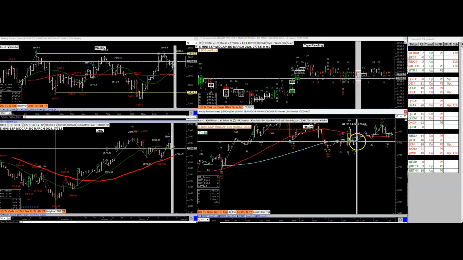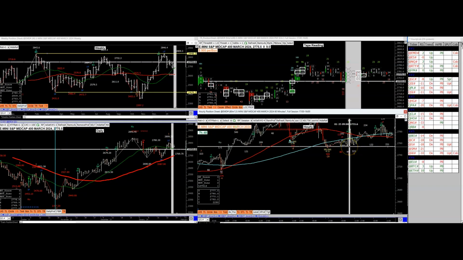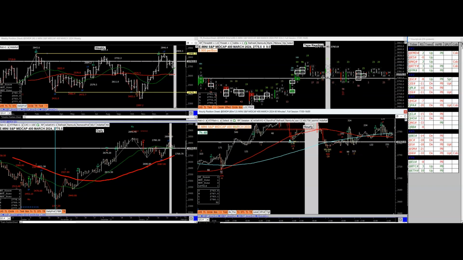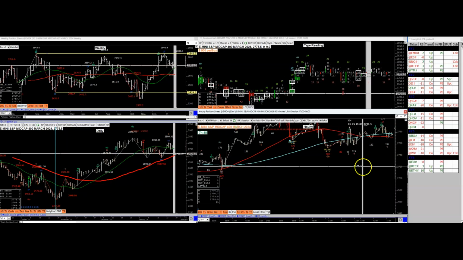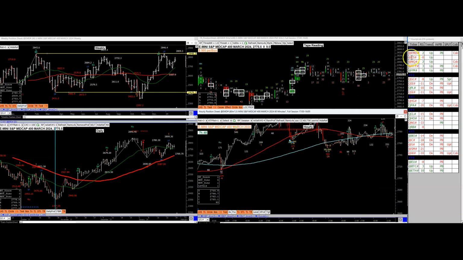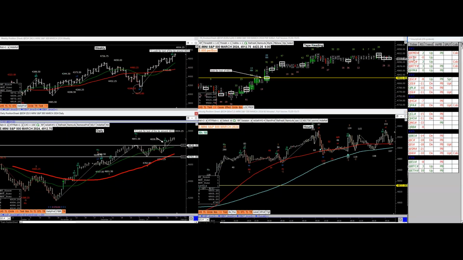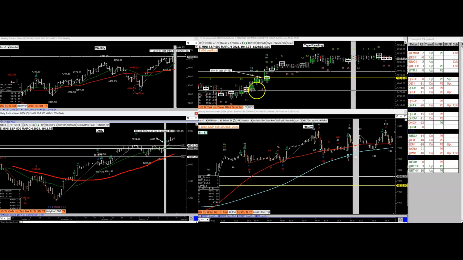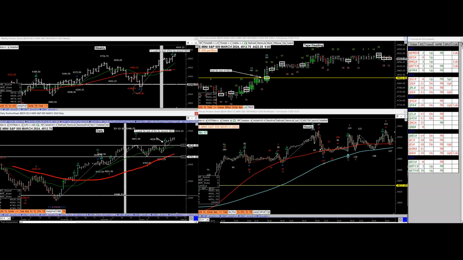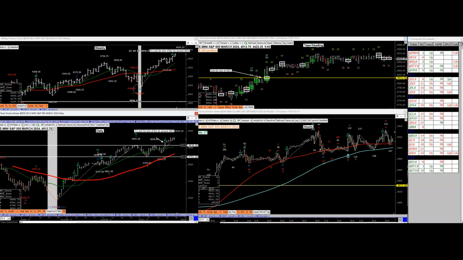I don't know if this is accumulation yet. I can't figure this out, so I'm just going to pass on. All right, let's go to the ES. So, let's take a look at the ES.